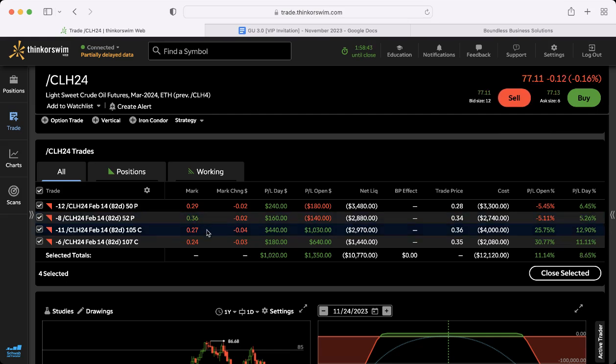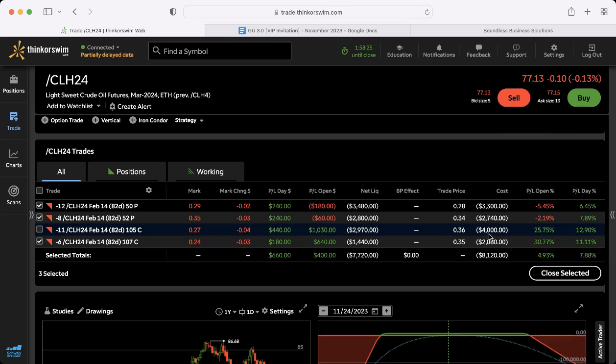All right. Now we've got some calls here also. Same month, same expiration. We've got a 105 call. It has a value today of 0.27. When we sold the contract, we sold it for 0.36. So we've got 11 of those. We collected $4,000. Today, the value of those is $2,970. Now it's $3,080. It just fluctuates all day long. At the current point, we are ahead on those contracts $920.